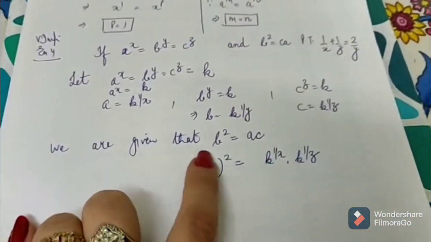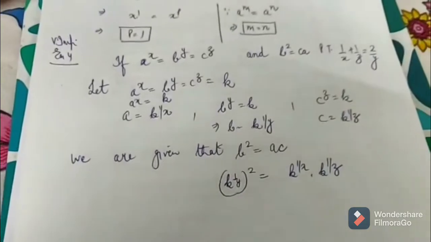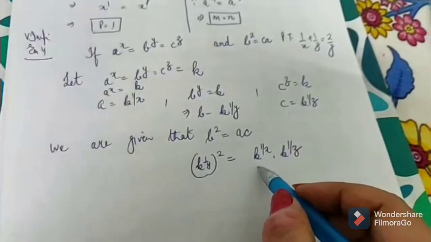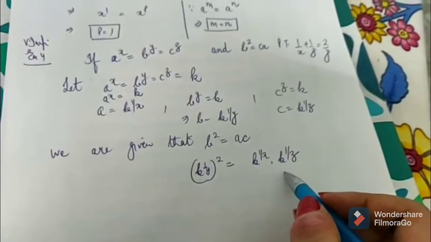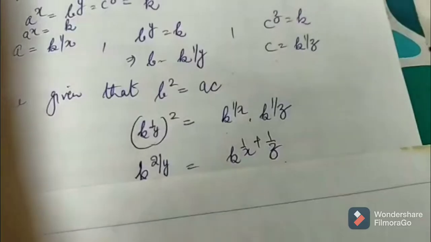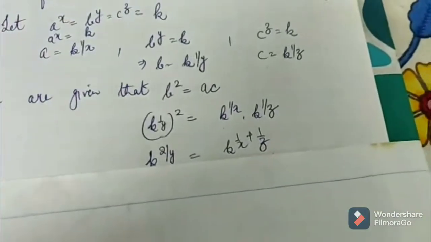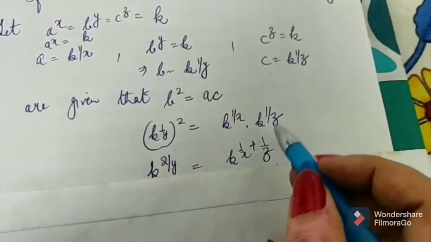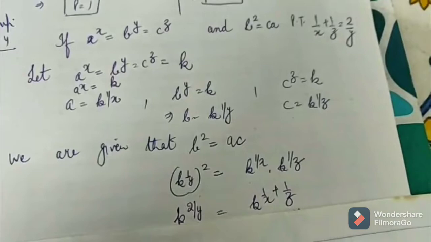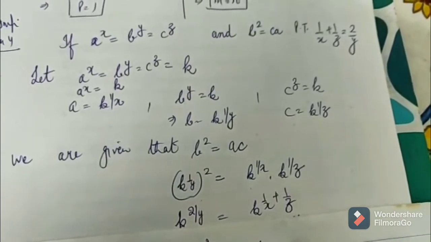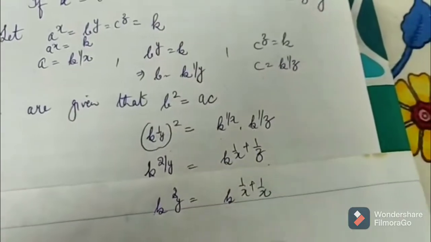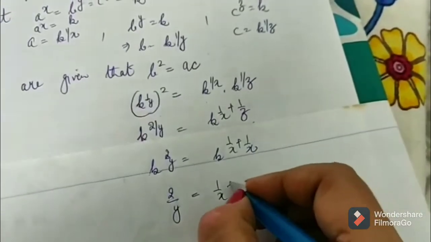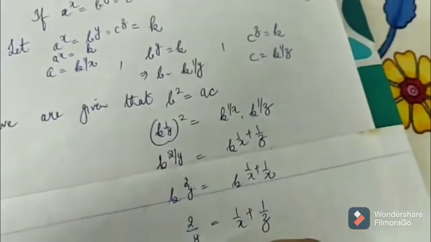We are given that b square is equal to ac, that is, what is the value of b? k raised to power 1 by y whole square is equal to a is equal to k raised to power 1 by x into k raised to power 1 upon z. Now when you open this, it will become k raised to power 2 upon y is equal to k raised to power 1 upon x plus 1 upon z. By comparing the like terms, 2 upon y will be equal to 1 upon x plus 1 upon z. Hence proved.